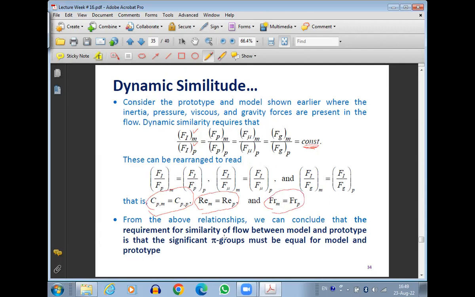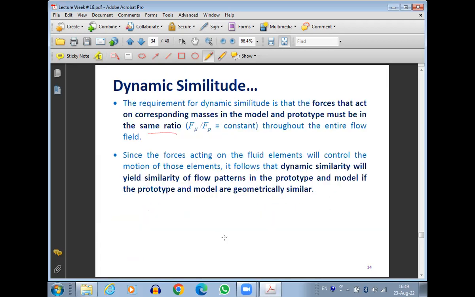So if all these dimensionless numbers are the same for the model and the prototype, that means dynamic similitude is there. We are actually modeling the forces over our model compared to the ones over the prototype. Okay, so this is dynamic similitude.